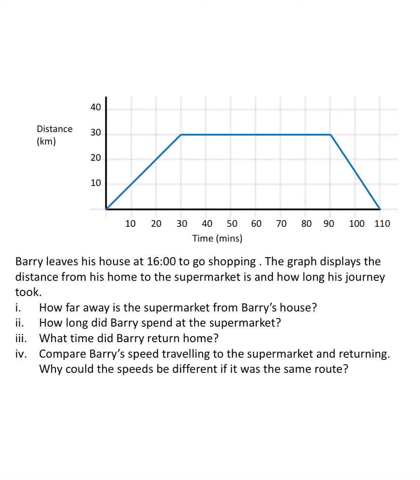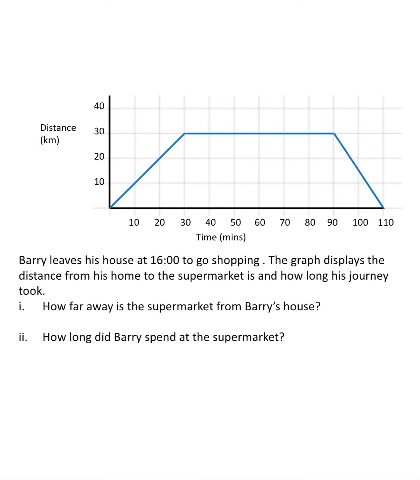Okay, so we'll finish with this one. Barry leaves his house at 4 o'clock to go shopping. The graph displays the distance from his home to the supermarket and how long his journey took. So the first question there, how far away is the supermarket from Barry's house? So that's an easy enough one. So reading from the graph, so I'll just go to a separate page for this. We can see that that is 30 kilometers.